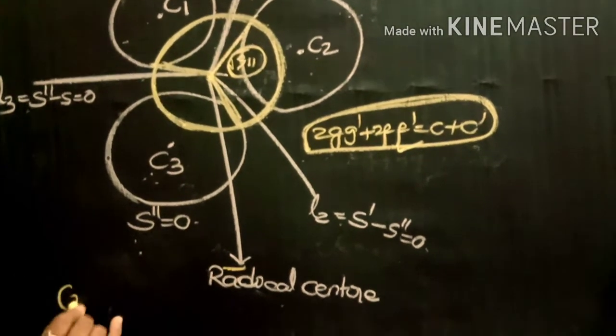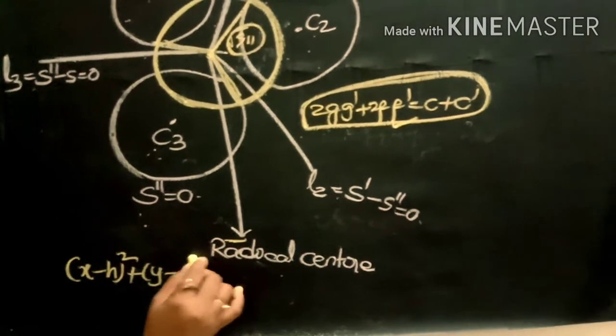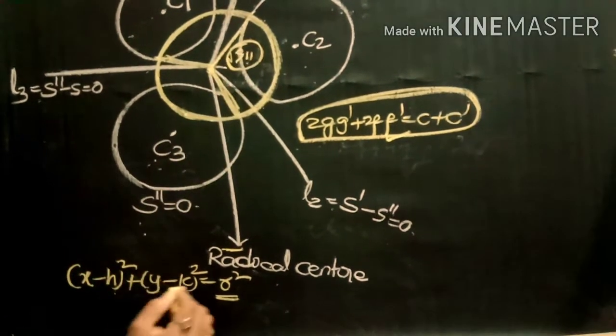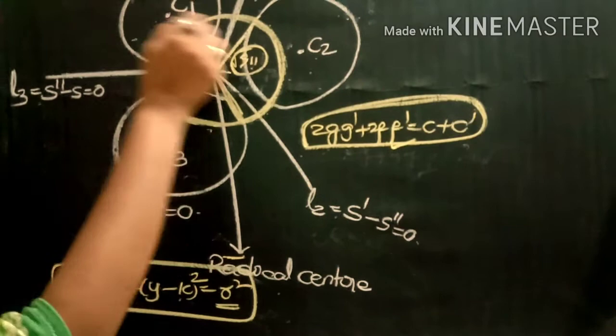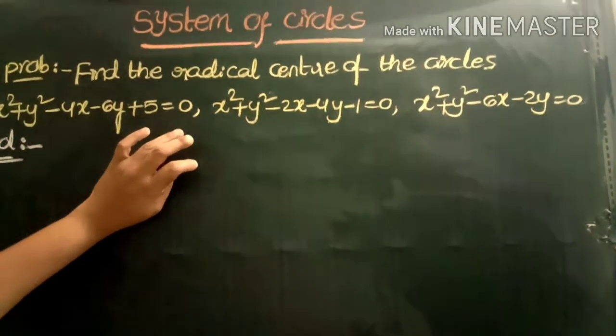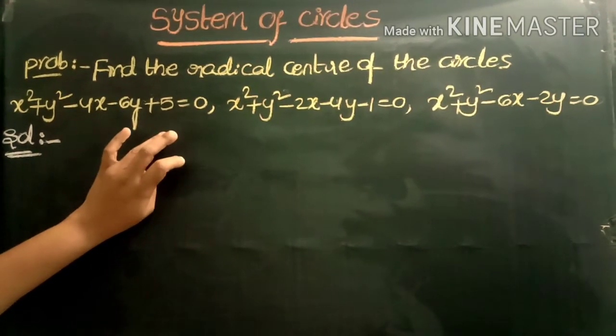Therefore the equation of the circle is (x minus h) whole square plus (y minus k) whole square equals r square, where r is equal to root S11 and (h, k) is the radical center. Now this is the circle which is orthogonal to the given three circles. Let's find the radical center of the circles x square plus y square minus 4x minus 6y plus 5 equals 0.